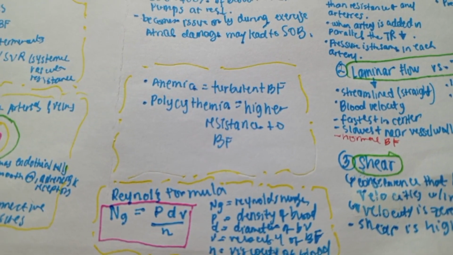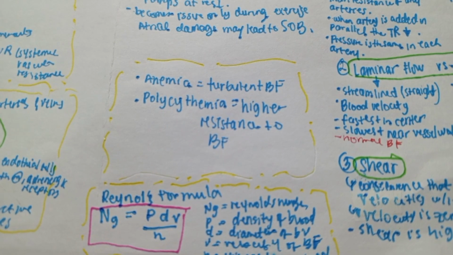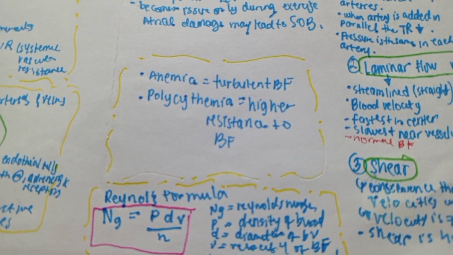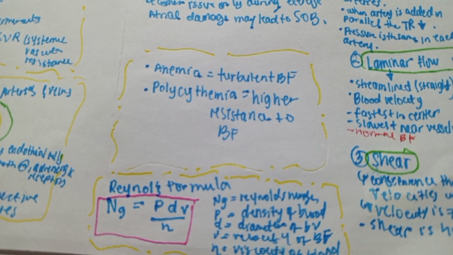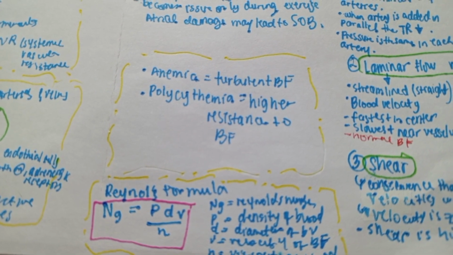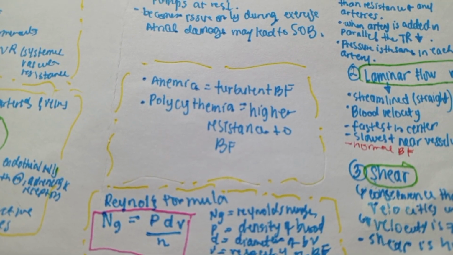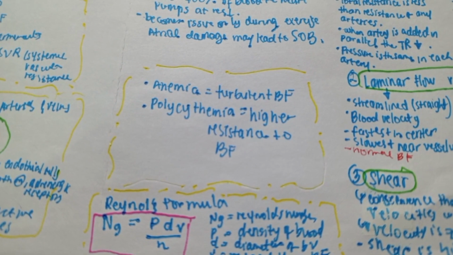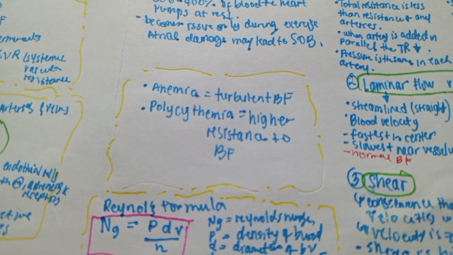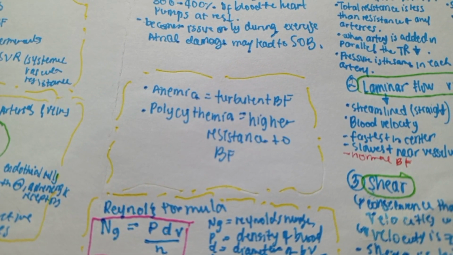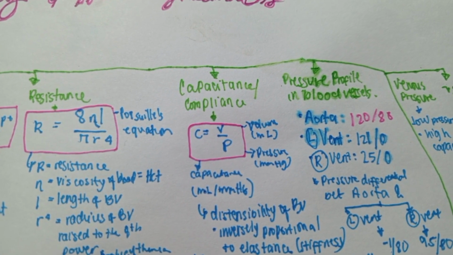And another trivia is for turbulent blood flow, it is caused by anemia. And for the higher resistance to blood flow, it is polycythemia. Okay, so remember this, don't be confused. So turbulent blood flow might be caused by anemia, and higher resistance to blood flow might be caused by polycythemia or increase in viscosity.